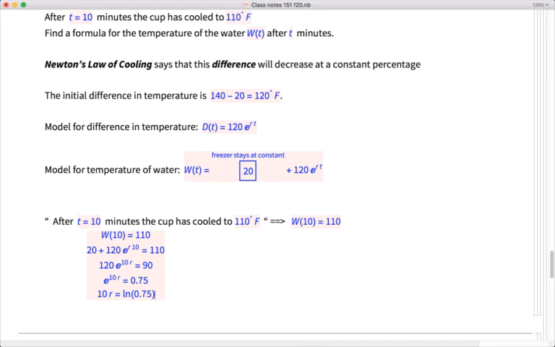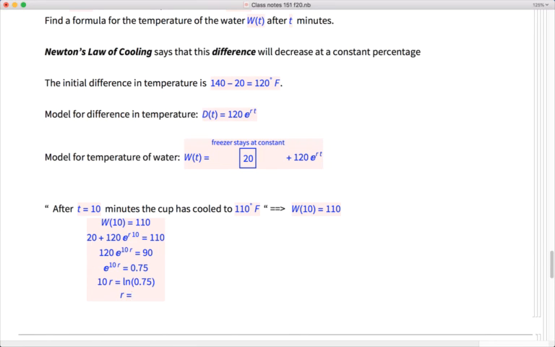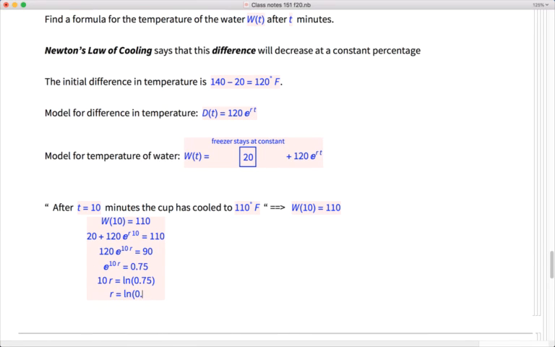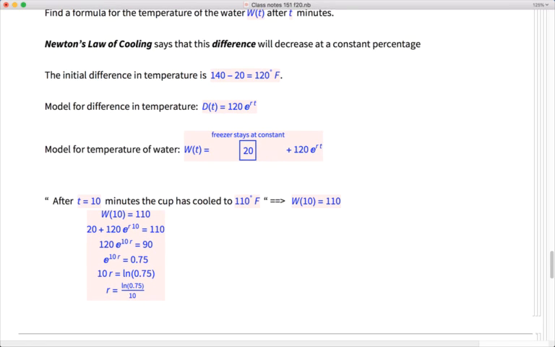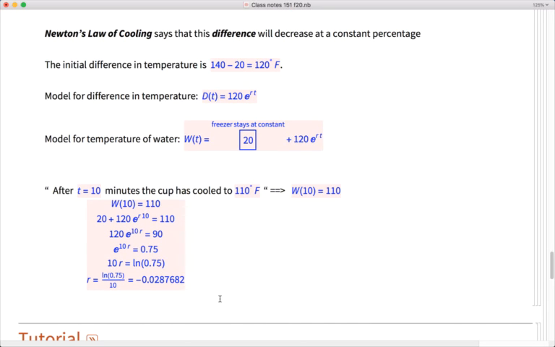And then lastly, r is natural log of 0.75 divided by 10, and I'll get that as a decimal. Log 0.75 over 10. So again, this is negative. The water is cooling as time goes on. So we can think of the temperature as decaying over time.